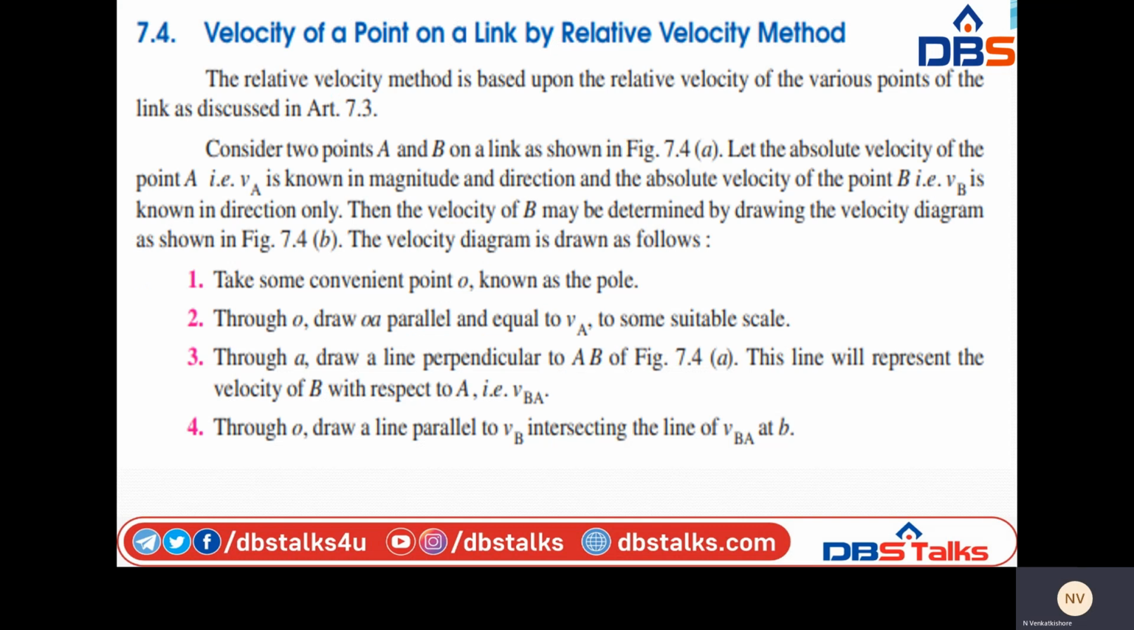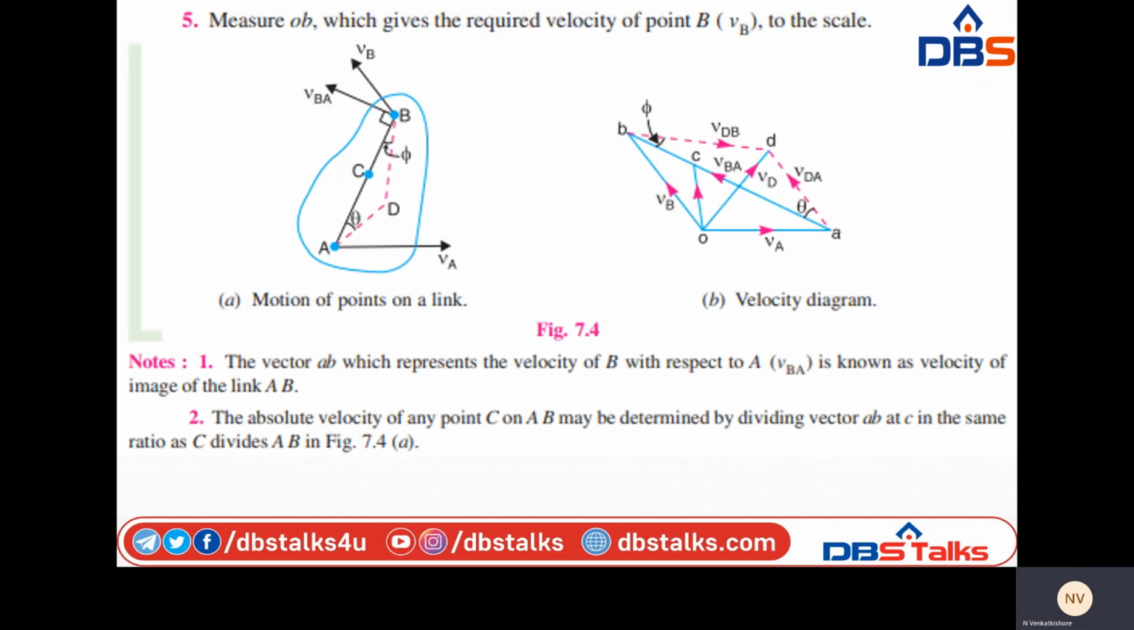Now, velocity of a point on a link by the relative velocity method. The relative velocity method is based upon the relative velocity of various points in the link. So consider two points A and B on the link. It is the link AB, and in that we are considering two points.